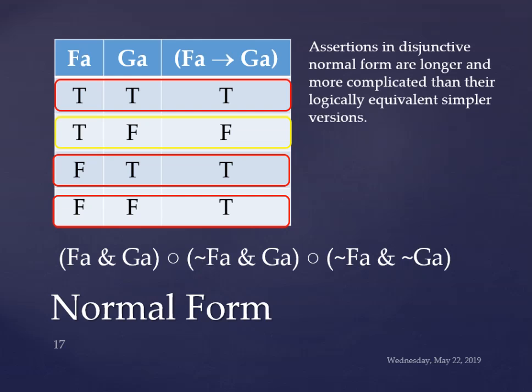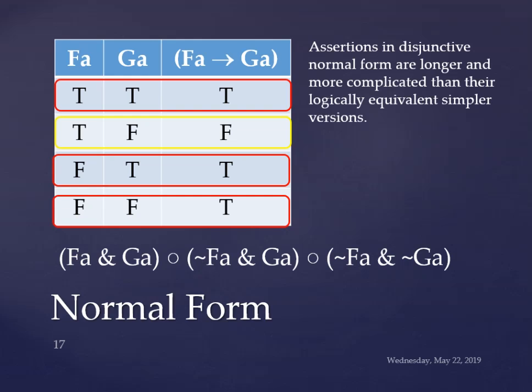Typically, assertions in disjunctive normal form are longer and more complicated than their logical equivalent simpler versions. All right? So you don't use this very often, except when you have unknown things. However, there are some shortcuts, right?